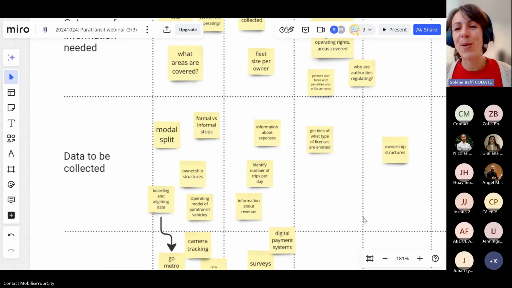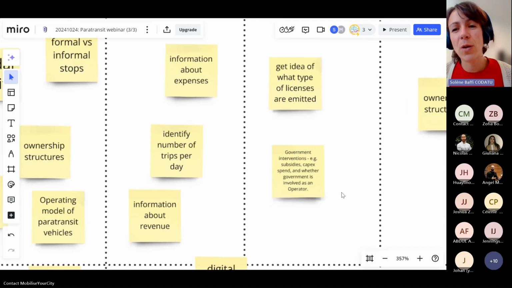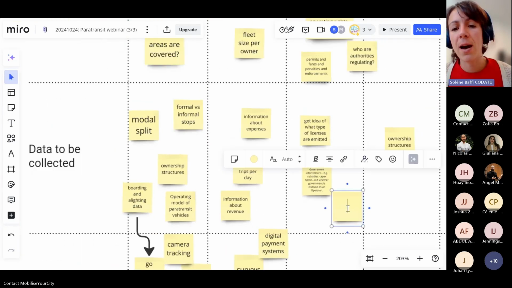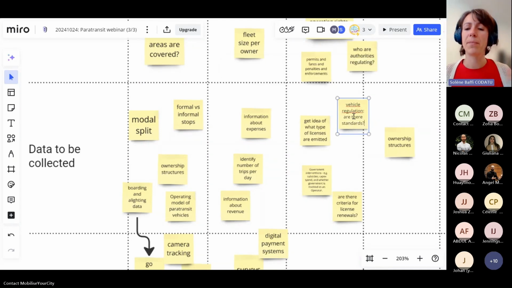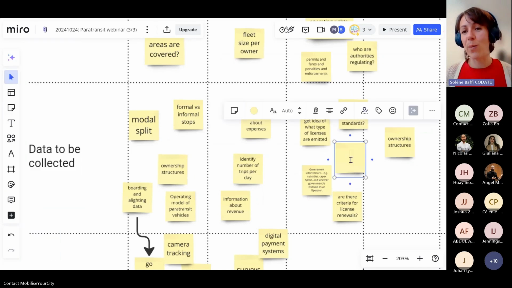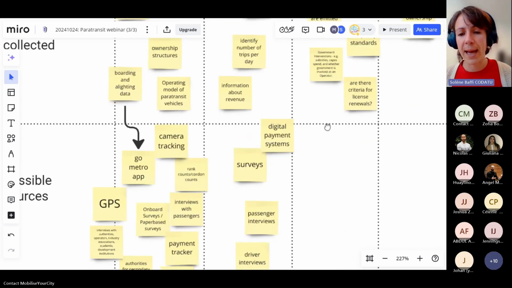Yes, where the government is involved as an operator is a really good point. I was thinking of the type of license. Also, a very important issue or information to collect would be if there are any criteria for license renewals. Vehicle regulation, yes. This is also a good point. In terms of safety, in terms of amount of seats, for instance, air quality standards, which becomes also a more and more crucial topic.